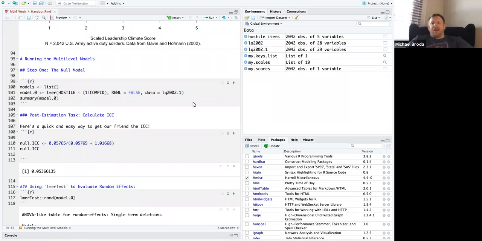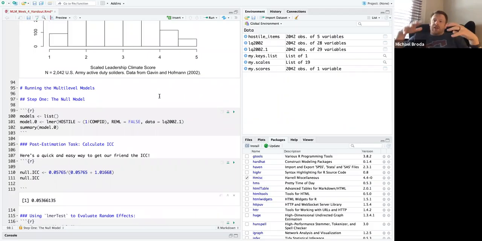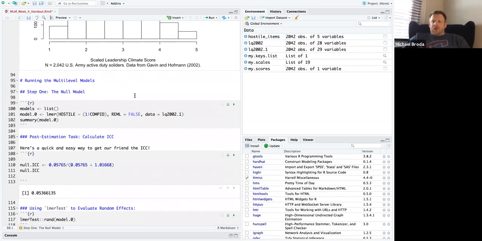Hey everybody, welcome back. So in part one, we talked about reliability statistics and how to calculate scale scores and look for Cronbach's alpha and all those fun things. In part two, we're actually going to get into the MLM piece of this, which is running some multi-level models. And just a reminder, we're using the LQ 2002 data set, which is the same one that's available from Garson.